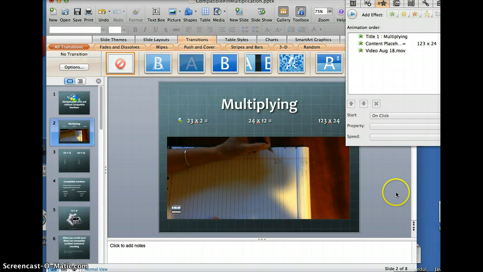All right, so be sure you bring in those two problems worked out. We're going to get into compatible numbers a little bit more. So have those two problems and then add compatible numbers to your words if you haven't already.